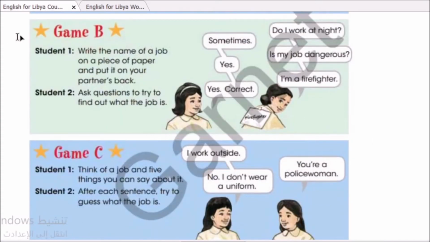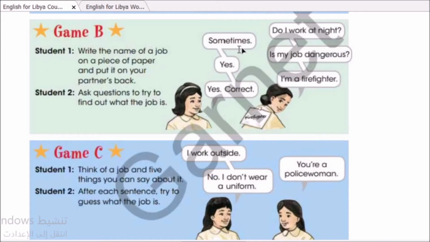In Game B, same thing, we have two students. Student 1, write the name of a job on a piece of paper and put it on your partner's back. Student 2, ask questions to try to find out what the job is. So, we will put the paper on the back of the student, and the same student will ask questions to the other one.